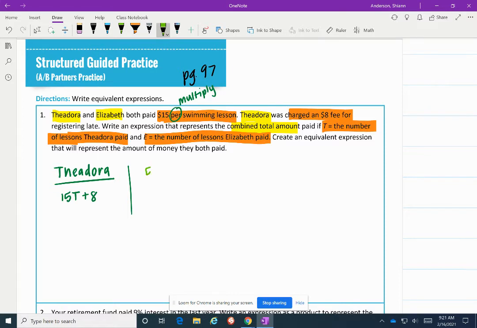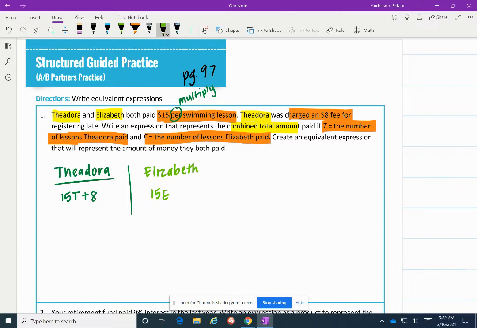Elizabeth is also paying $15 per lesson. So we're using E because maybe they didn't take the same amount of swimming lessons. Maybe Theodora already kind of knew how to swim and she doesn't need as many as maybe Elizabeth. So that's where we are going to just use E for the number of lessons Elizabeth paid. So again, using that $15 per lesson, we don't know how many lessons. So that's why we're using E, but 15 times E. And she registered on time. She doesn't have that $8 fee.